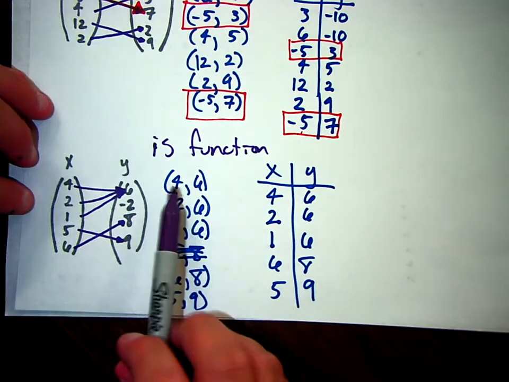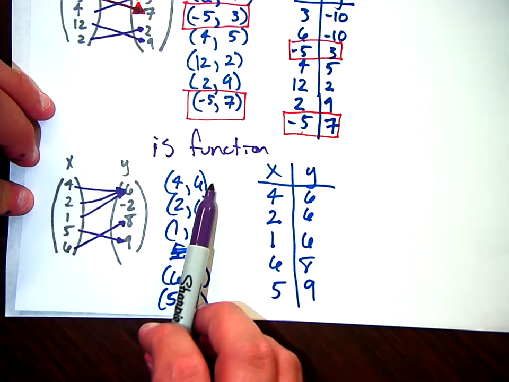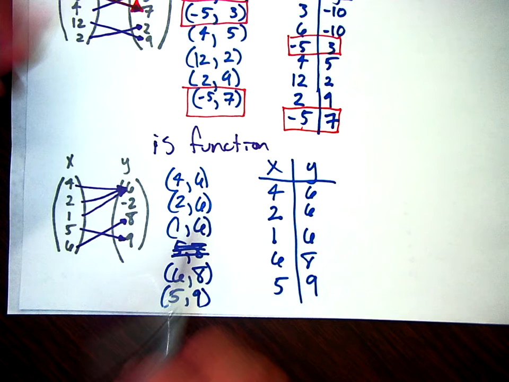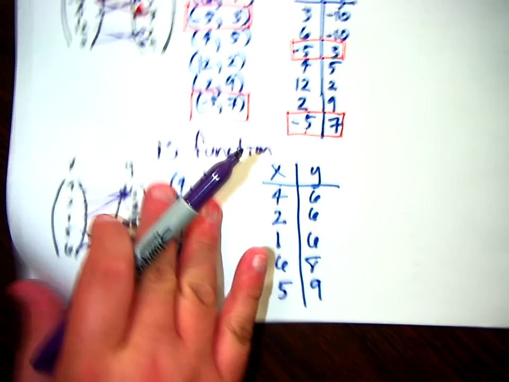Because 4 only maps to 6. It doesn't map somewhere else. 2 only maps to 6. It doesn't map to another number as well. Okay, so that one's okay.